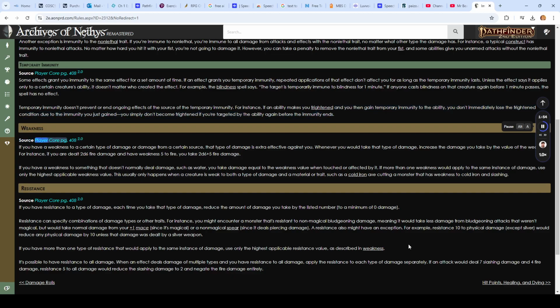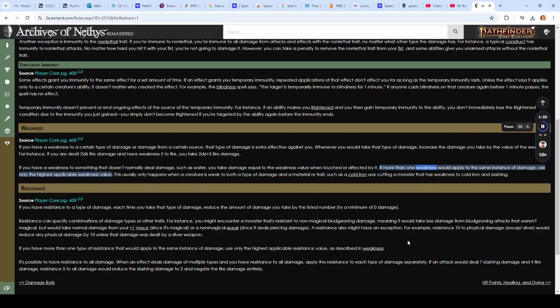Weakness. Source: Player Core page 408. If you have a weakness to a certain type of damage or damage from a certain source, that type of damage is extra effective against you. Whenever you would take that type of damage, increase the damage you take by the value of the weakness. For instance, if you are dealt 2d6 fire damage and have weakness 5 to fire, you take 2d6 plus 5 fire damage. If you have a weakness to something that doesn't normally deal damage, such as water, you take damage equal to the weakness value when touched or affected by it.